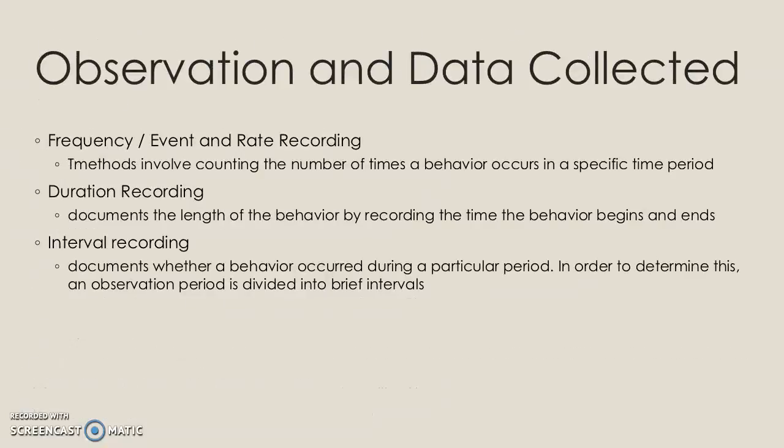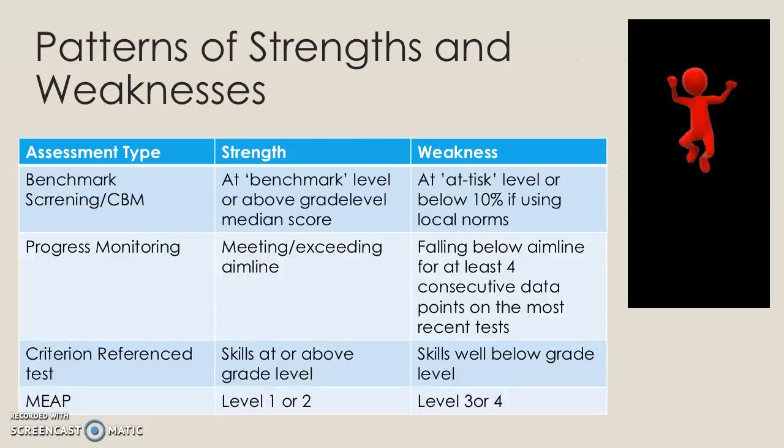Observation and data collection. Frequency/event and rate recording documents methods involved in counting the number of times a behavior occurs in a specific time period. A duration recording documents the length of the behavior by recording the time the behavior begins and ends. An interval recording documents whether a behavior occurred during a particular period. In order to determine this, an observation period is divided into brief intervals.